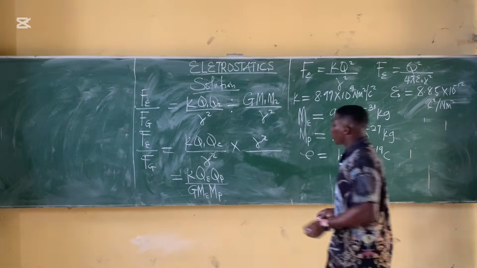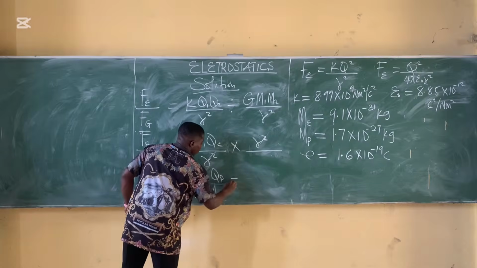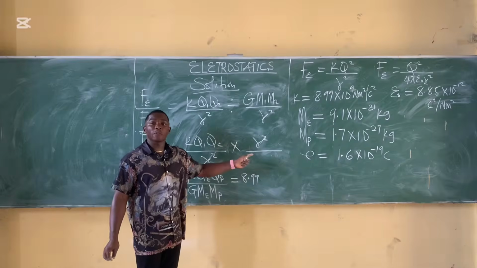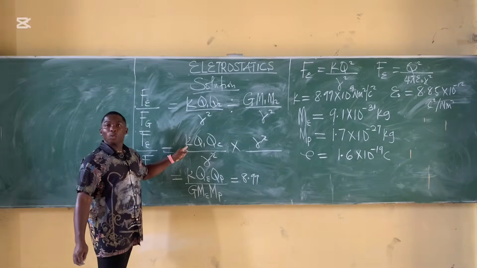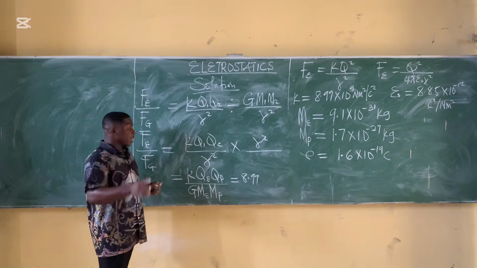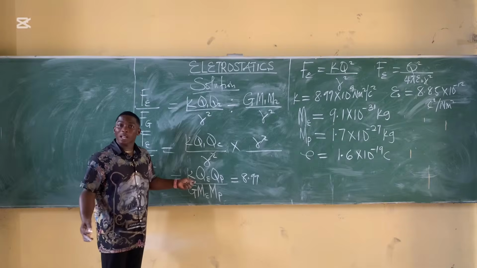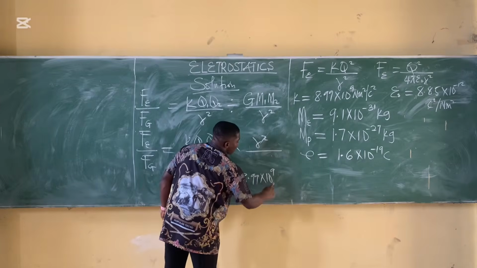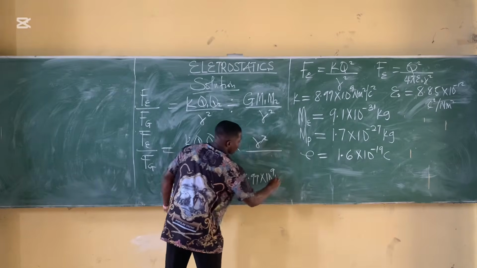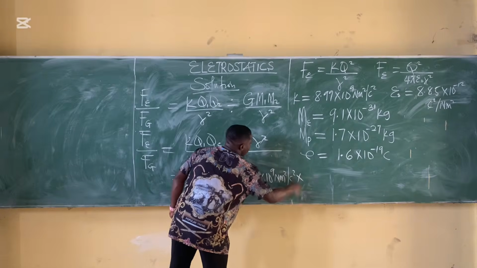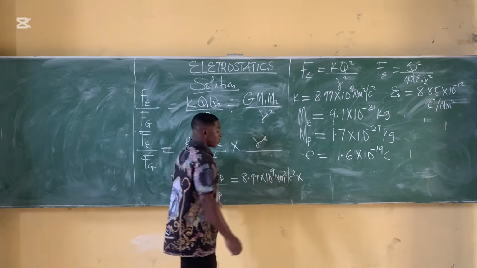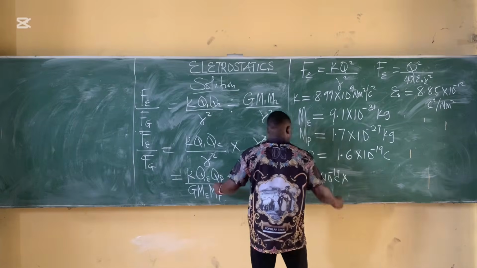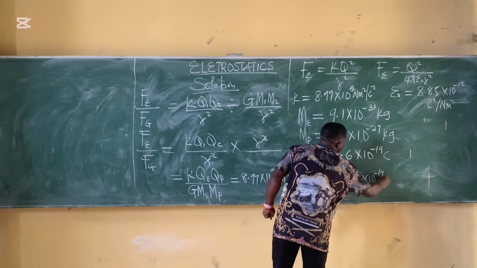So if we substitute, we have this equal to K, which is 8.99. They gave us epsilon naught, permittivity of free space, but am I going to use this one? No. I'm going to use Q squared over 4 pi epsilon naught; you still get the same answer. Please don't forget 8.99 times 10 raised to power 9, and make sure you put the unit, Newton meter squared per Coulomb squared, times charge of an electron, 1.6 times 10 raised to power minus 19, times 1.6 times 10 raised to power minus 19 Coulomb.